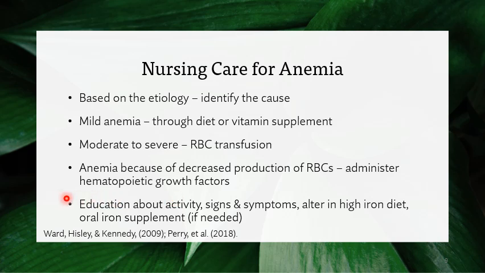For education, we can educate the patient and the family about the activity that the children can take. There are signs and symptoms that we need to be aware of for our children if they have anemia. We can also alter the diet so that the children will have a high iron diet, and when needed, we can collaborate to get an oral iron supplement for the children.